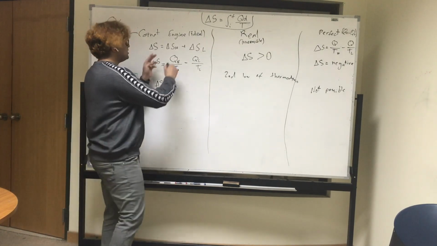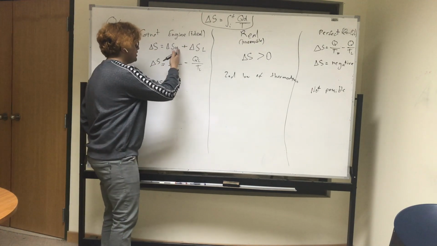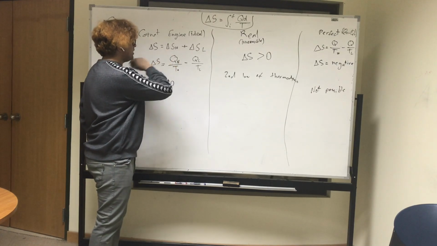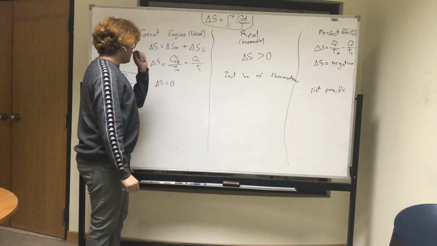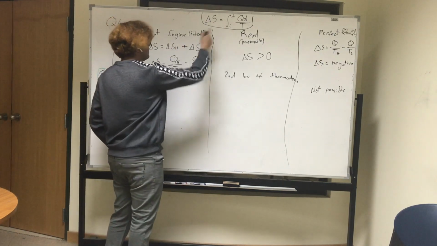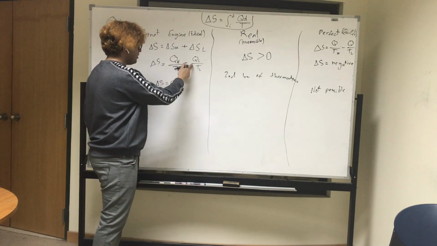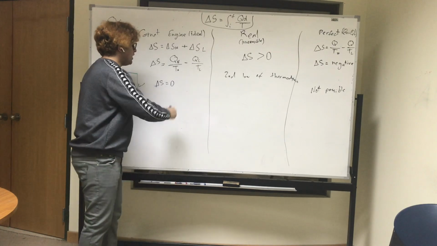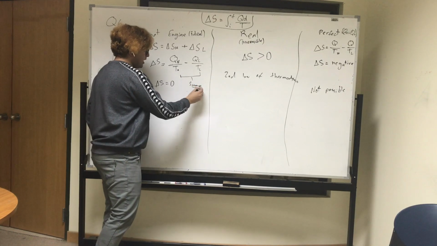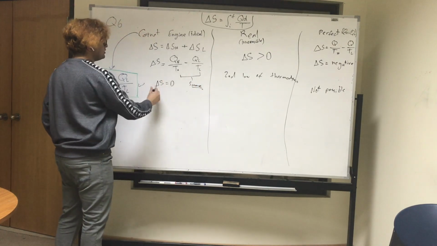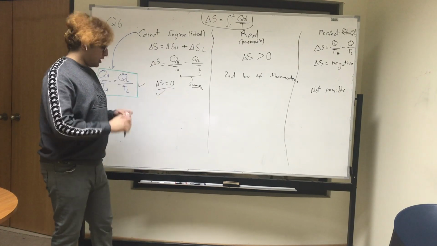And we know that the change in entropy for a Carnot engine is divided into two parts: the change in entropy in the hot reservoir and the change in entropy in the cold reservoir. Using this equation, we could rewrite the change in entropy as QH over TH minus QL over TL. And we know these two values are the same, so if you subtract them from each other, you get 0. So the change in entropy for all Carnot engines is 0.